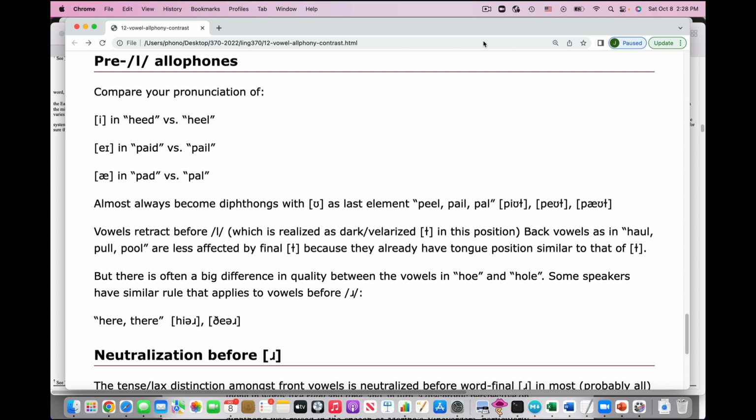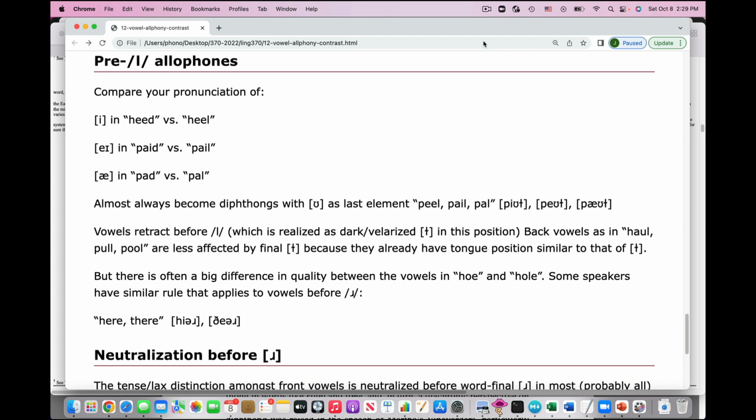The vowels are retracting, are going backwards. So these are front vowels, and they're becoming more back before the L, which is realized as a velarized consonant, as you know, in this position. So it's velarized, the tongue is being pulled back, and it's pulling the vowels back as well. The back vowels are generally less affected by the final velarized L because they already have a tongue position similar to that of the velarized L.